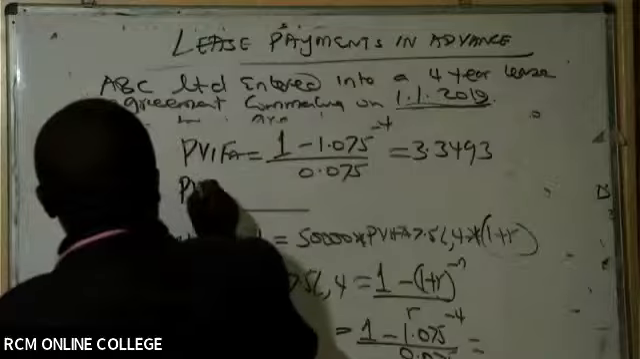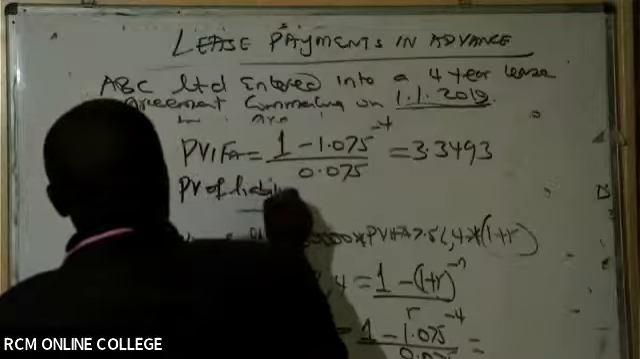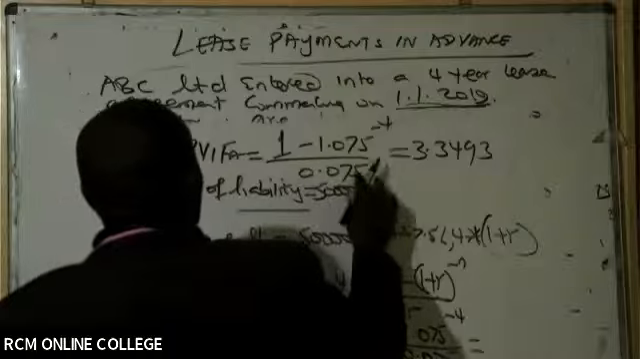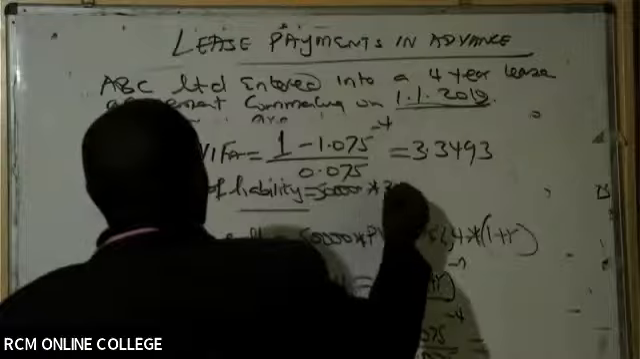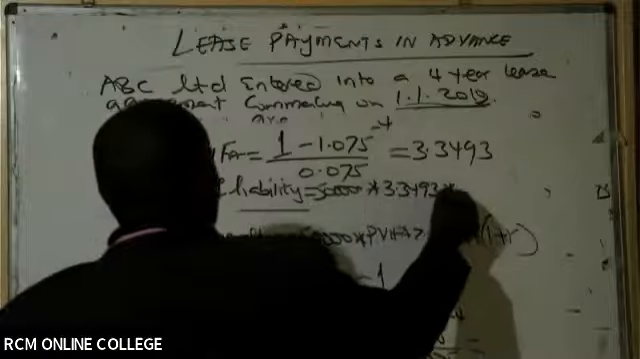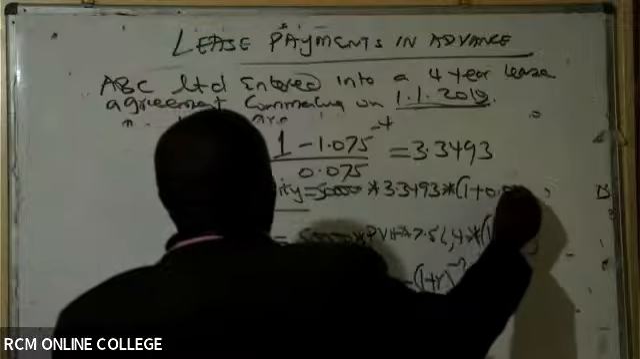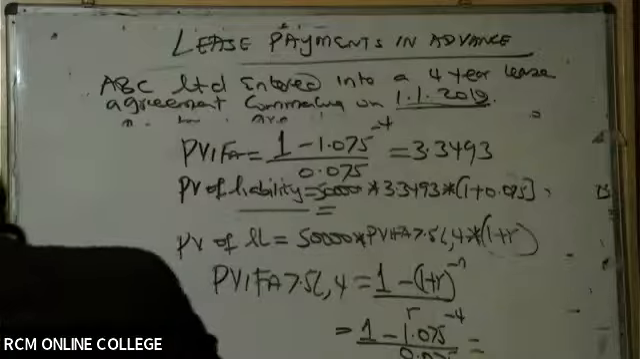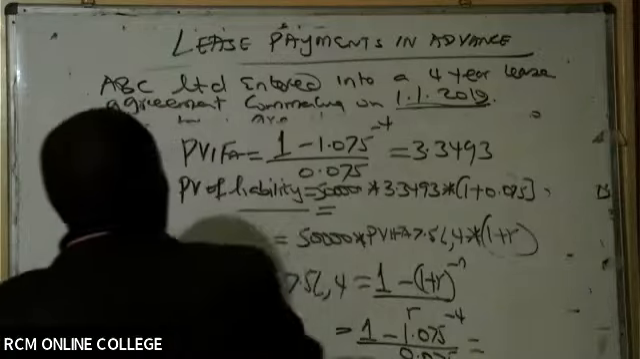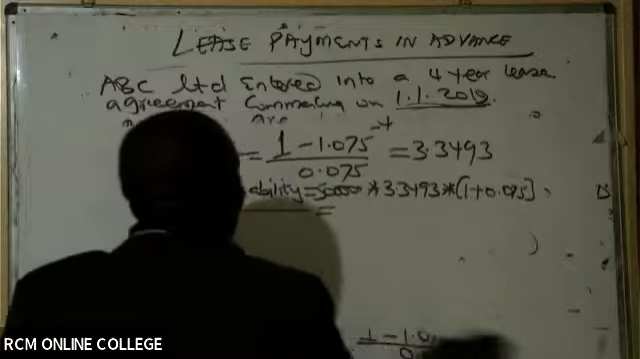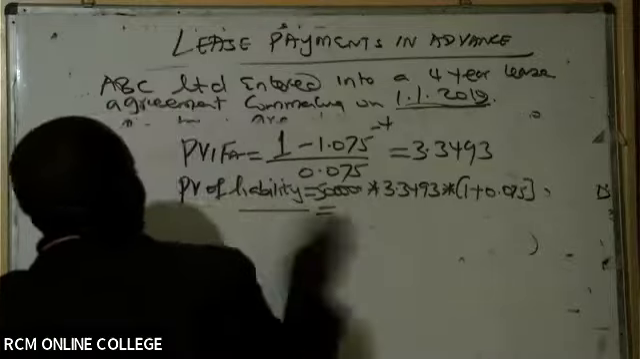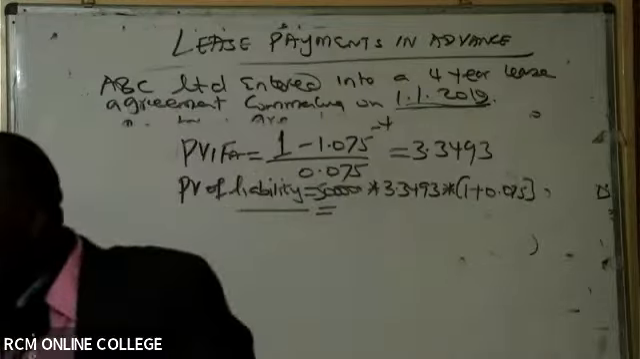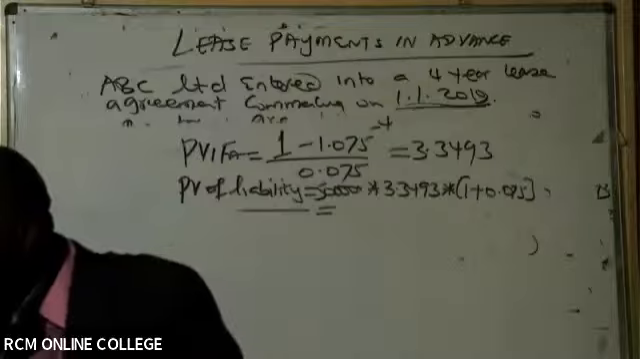Then come and apply it here. So present value of lease liability will be 50,000 times, in this case here, this 3.3493 times 1 plus R, 0.075. Is there somebody who is able to give me this answer? So you introduce this 1 plus R simply because of the advance payments.